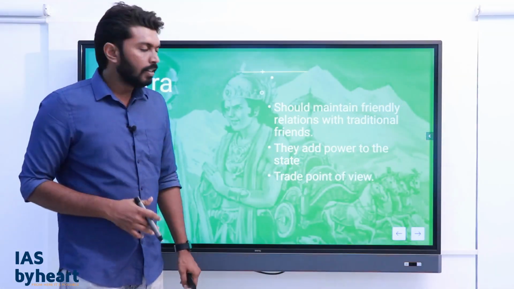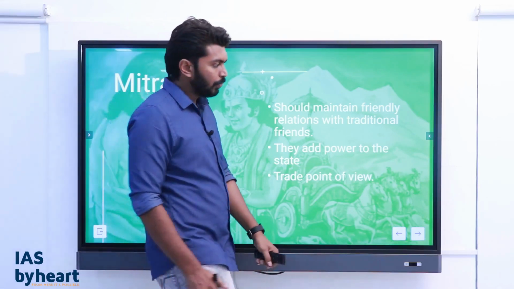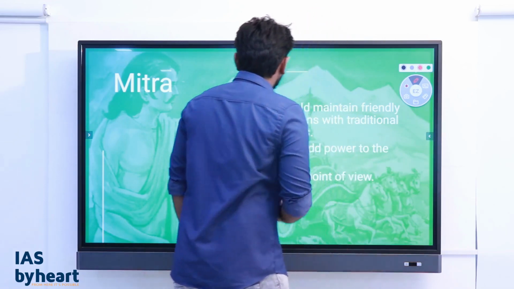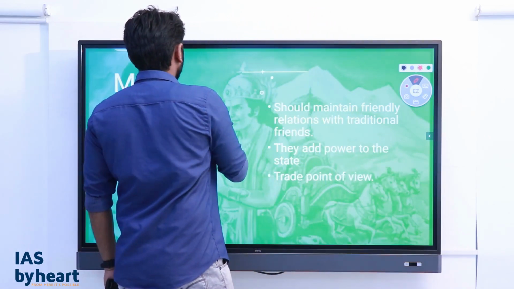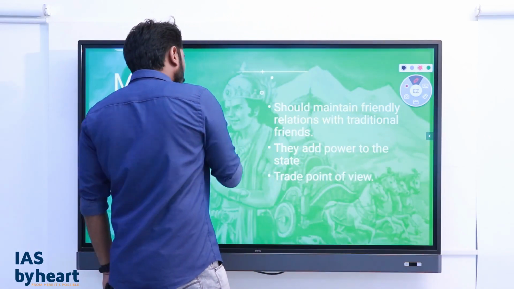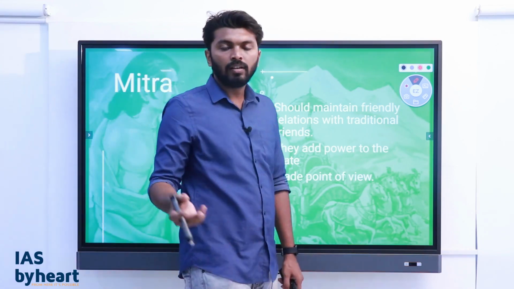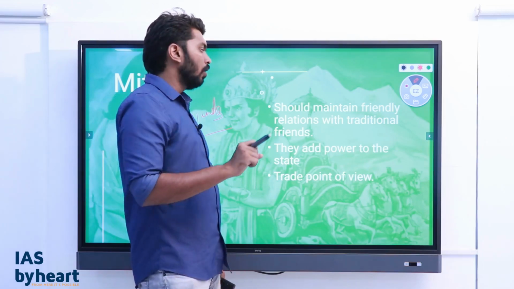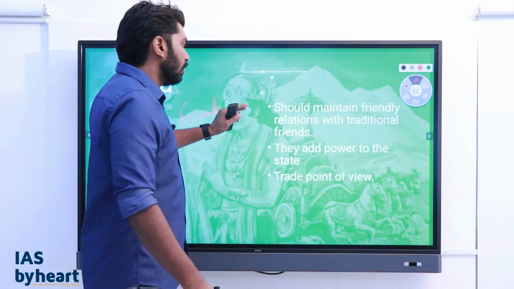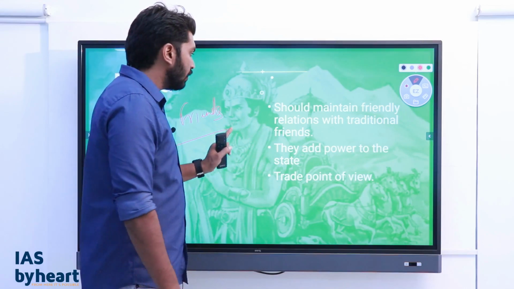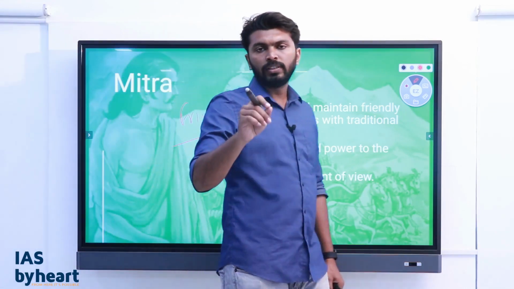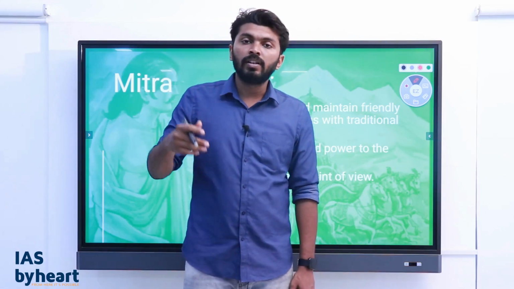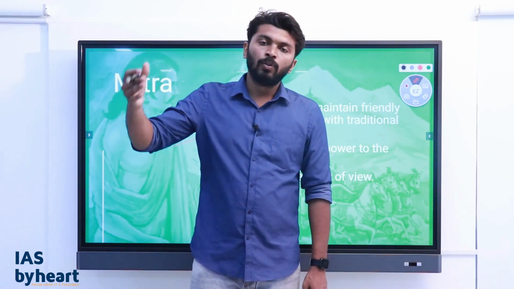So the last Anga is Mitra. What is Mitra? Mitra is nothing but a friend. So the king's friends, the king's allies, are also an important component in this Saptanga, the seven limbs. How they are helpful, we will see. Chanakya expects the king to maintain friendly relationships with the traditional friends, and also with his forefathers' friends.